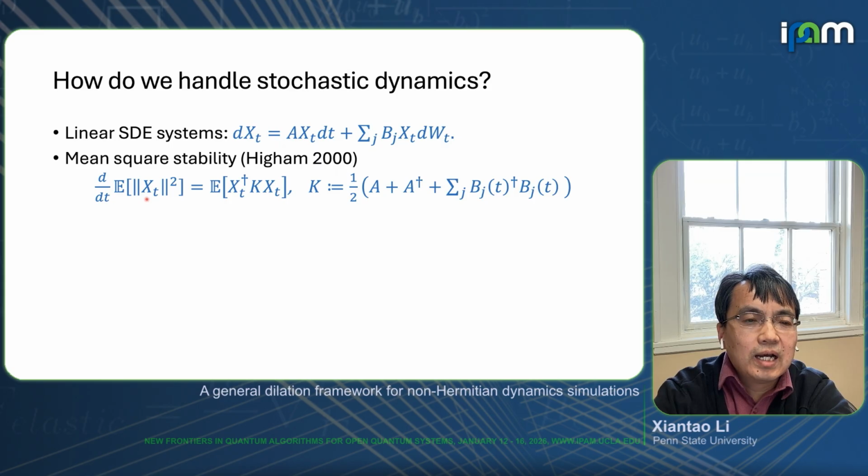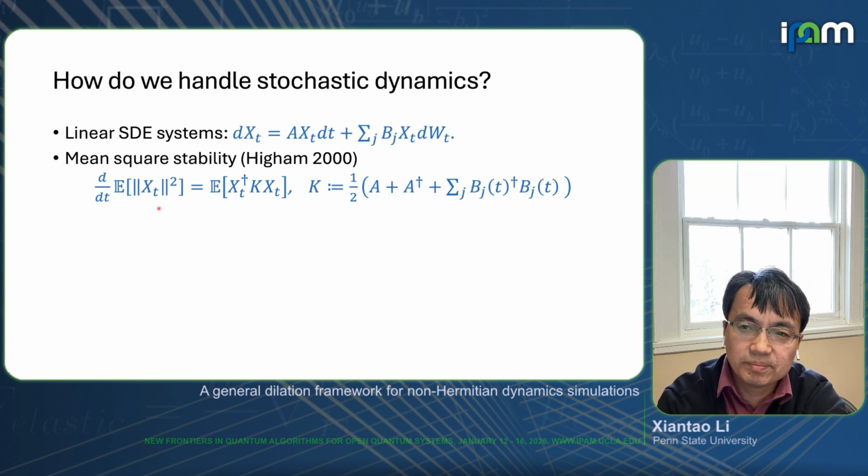And so what happens is that the average norm squared is going to satisfy this identity. And this matrix K here, if it's negative definite, then the right-hand side is going to be negative, so the norm is not going to blow up. More generally, if this K is less than some number times the identity, then you can derive an integral inequality and derive a bound on the solution, the mean square here.